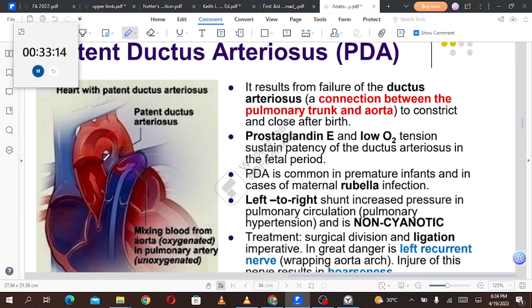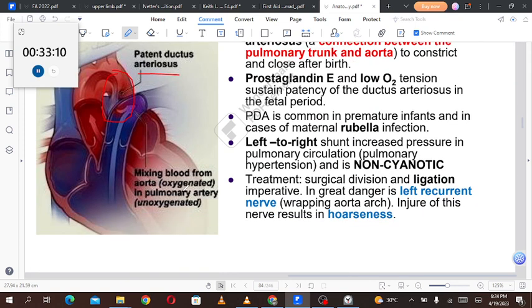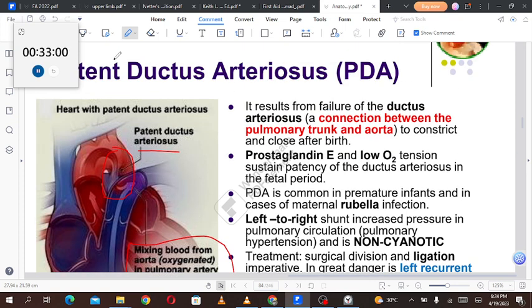What is patent ductus arteriosus? Here we have a patent ductus arteriosus in this picture. There is mixing of oxygenated blood from the aorta with unoxygenated blood in the pulmonary artery, so there will be mixing of oxygenated and deoxygenated blood because of this ductus arteriosus. Patent ductus arteriosus results from the failure of the ductus arteriosus, the connection between the pulmonary trunk and aorta, to constrict and close after birth.